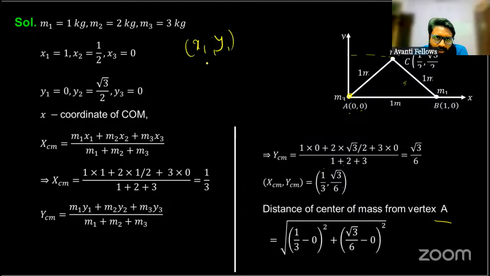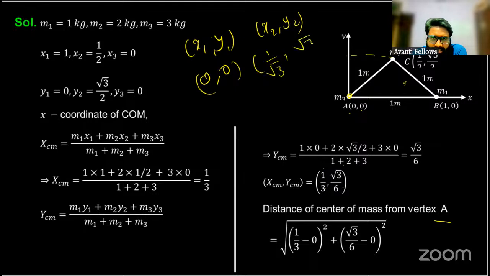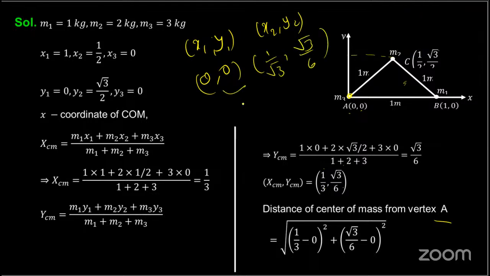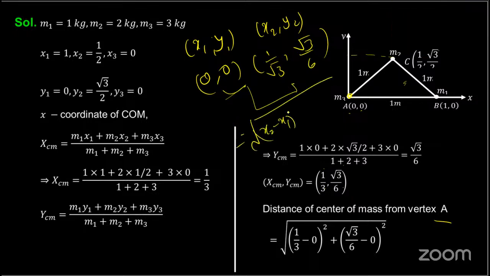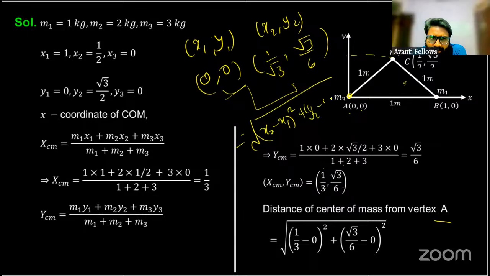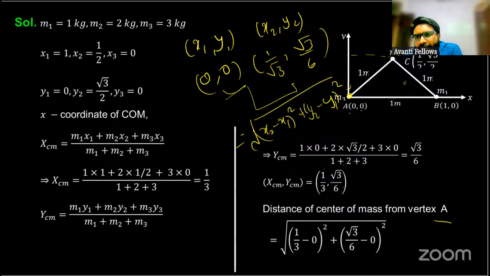x1 y1 इज व्हाट? 0 0. x2 y2 इज व्हाट? 1/3, √3/6. तो 2 पॉइंट आपको गिवन है. इन 2 पॉइंट्स के बीच की डिस्टेंस कैसे निकालते हैं? स्क्वायर रूट ऑफ x2 - x1 स्क्वायर प्लस y2 - y1 स्क्वायर. ठीक है, एनी काइंड ऑफ डाउट यू आर हैविंग?